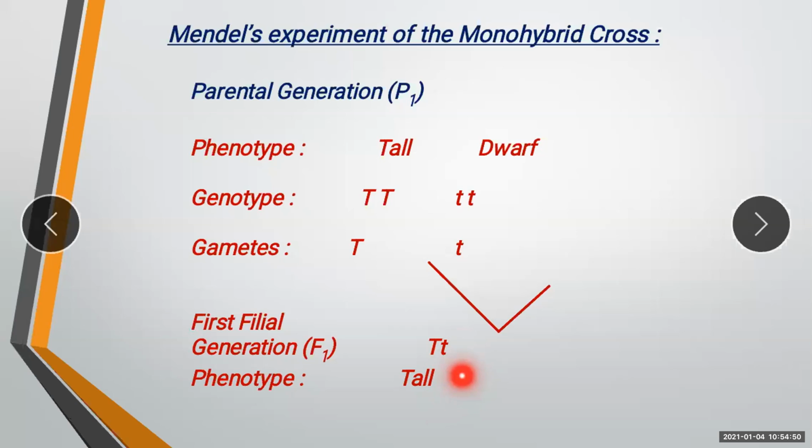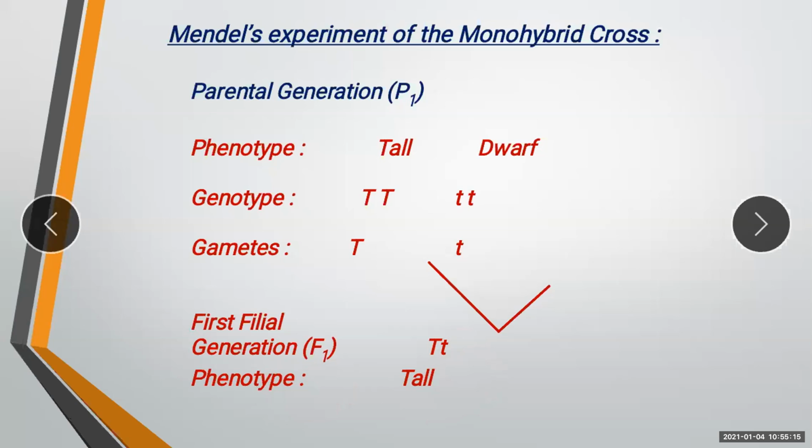If one capital letter is there, that means the phenotype will be dominant, right? So here the phenotype is tall, you can see. So what's the genotype? Genotype is the pair of genes, or the factors responsible for the visible character. So these are the genes. Okay, I hope you have understood this much.